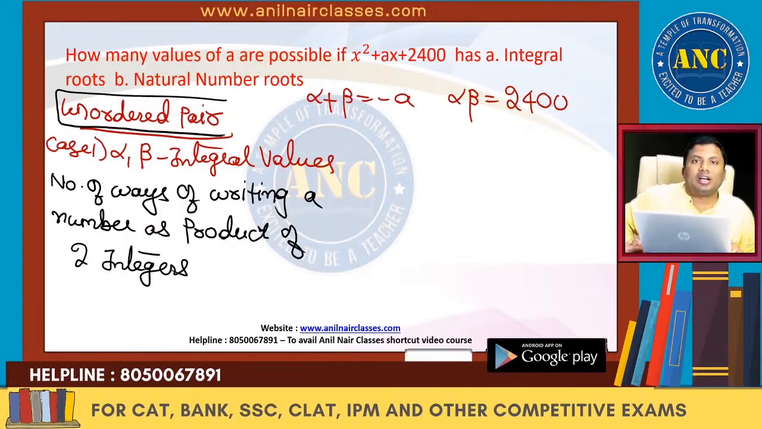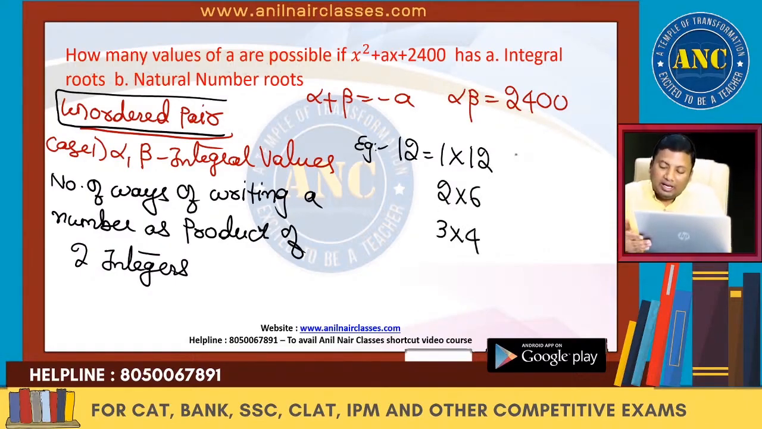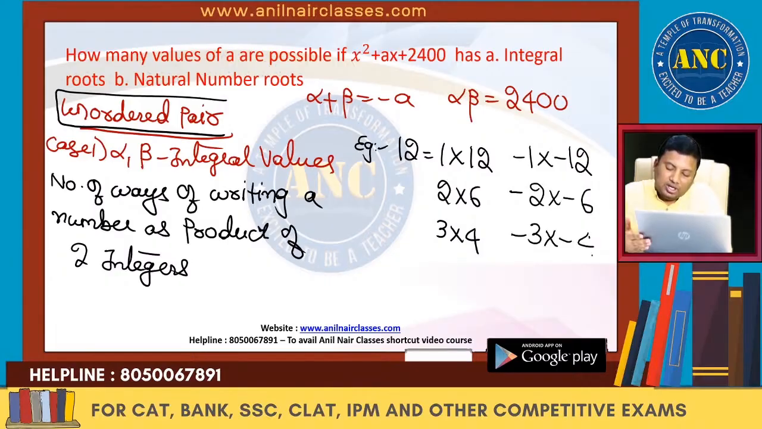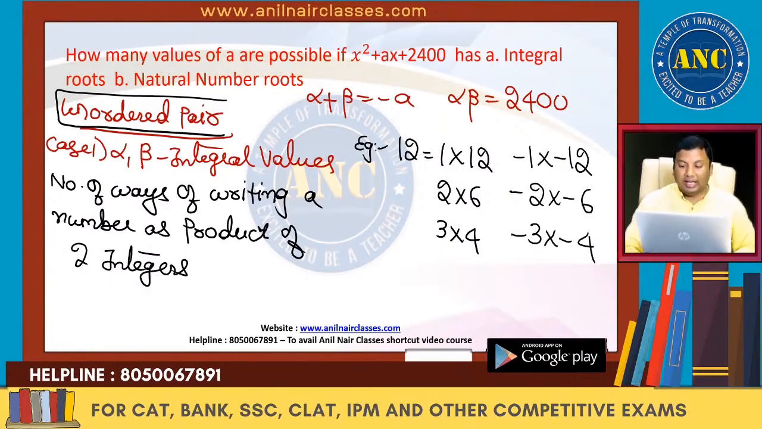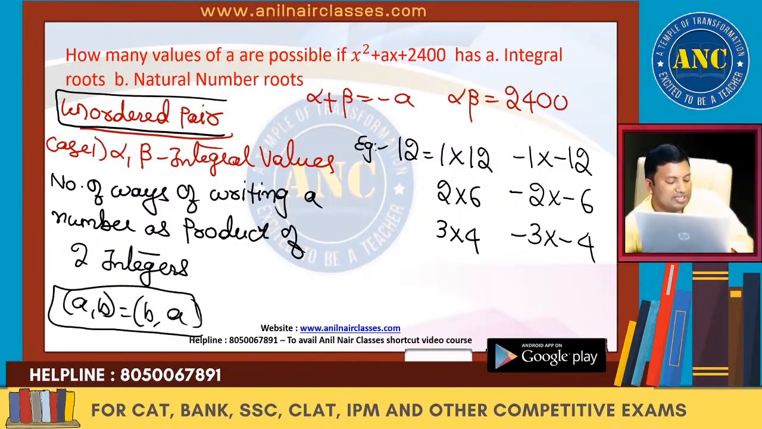Why are we not taking the ordered pair? Because the reverse case will give me the same value for a. First let us do one example. 12 can be written as 1 into 12, 2 into 6, 3 into 4. The reverse cannot be written, but negative into negative is positive: minus 1 into minus 12, minus 2 into minus 6, minus 3 into minus 4. I hope the idea is clear. The reverse cannot be taken. a, b is equivalent to b, a here, because in the reverse case I will get the same value.